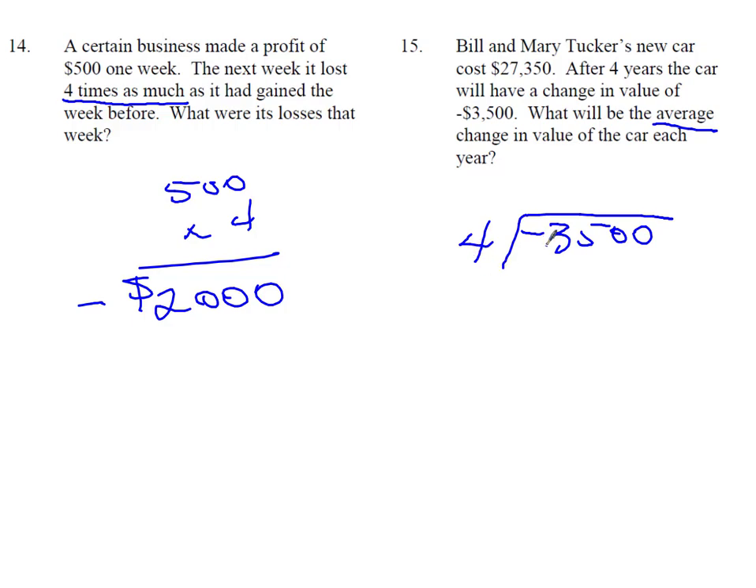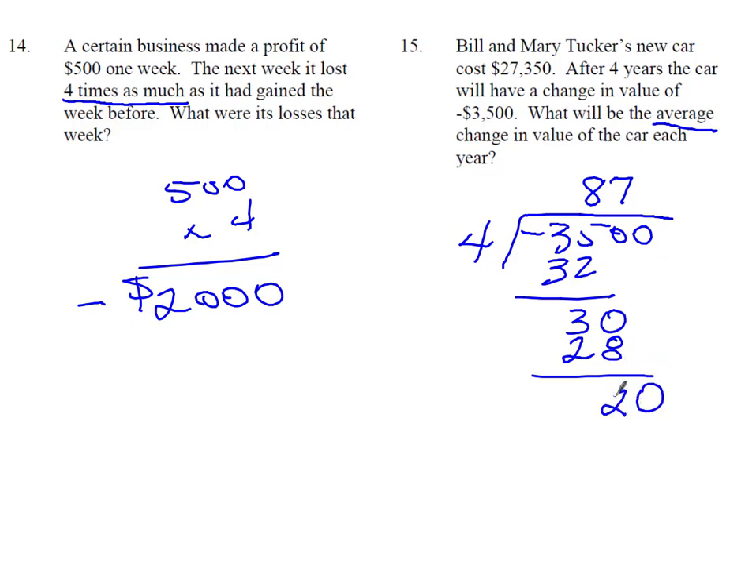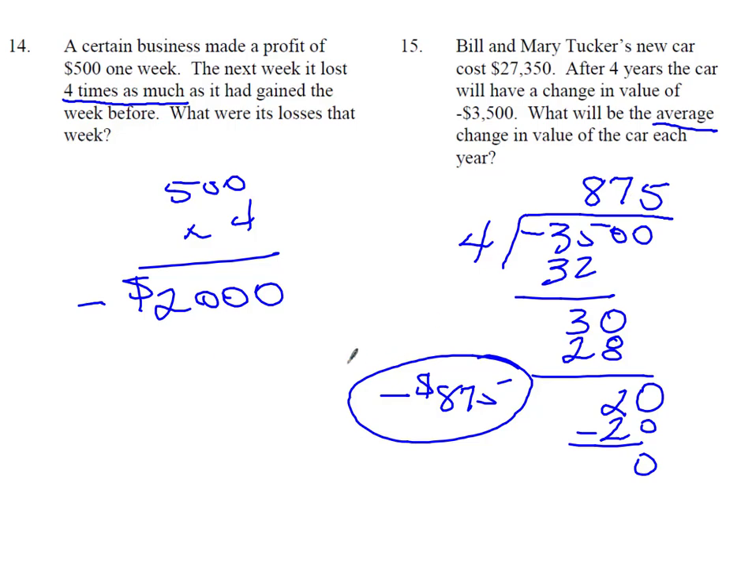Okay, so 4 goes into 3. It doesn't. 4 goes into 35 8 times. You get 32. We subtract. You get 3. Bring down your 0. 4 goes into 30 7 times with 28. You subtract. You get 2. Bring down your 0. And then 4 goes into 20 5 times. Multiply and subtract. You get 0. So they had an average change of negative $875. So that will be the answer to question 15.